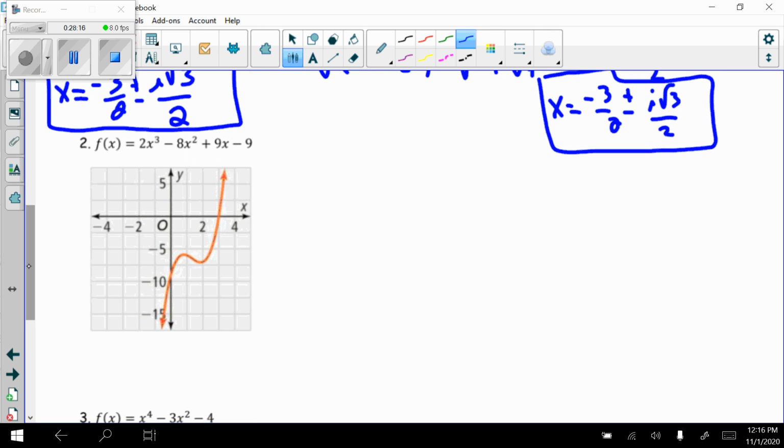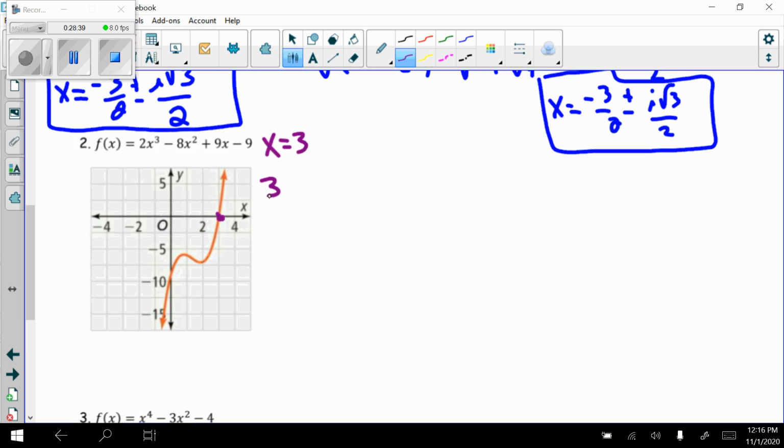So example number 2, 2x cubed minus 8x squared plus 9x minus 9. Again, I see it's a third degree. I know I'm going to have 3 solutions. I'm going to end up with 3 answers. Okay? I can get one of them from the graph. I have one of them that's real. So I know one of my answers right now is x equals 3.